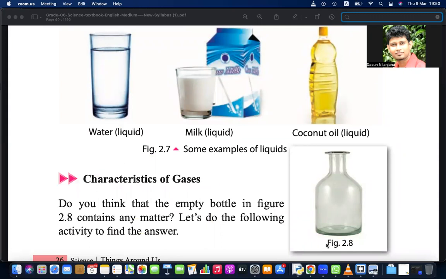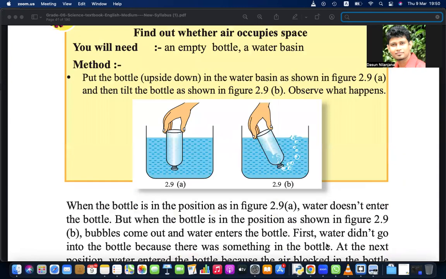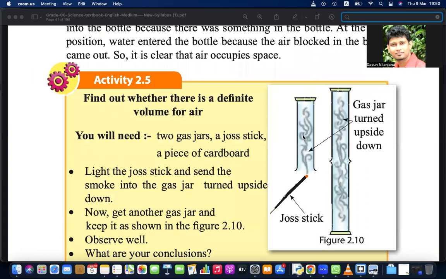The third one is basically that the entire space is occupied, and there is no definite volume as well. But it gets some space. Here you can see joss stick is here. This example is showing that gas takes the entire space.